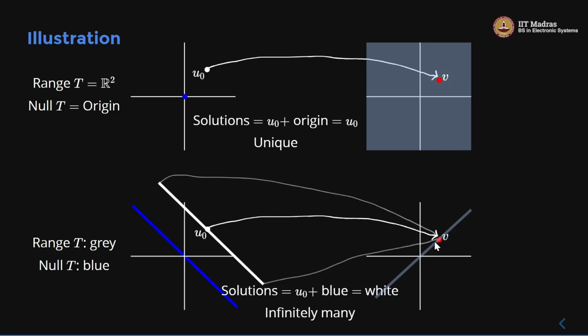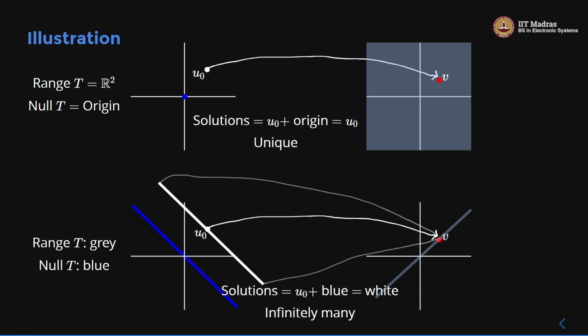Now, as you move the red dot away from the origin, the line that maps to that point also keeps shifting. If you move this red point up and down the range, this white line will keep moving parallel to the blue line. That's a good visualization to have. You have the null space and a point in the range. The set of all points that go from the starting R2 to that red dot will be a line parallel to the null line, going through one of the solutions.